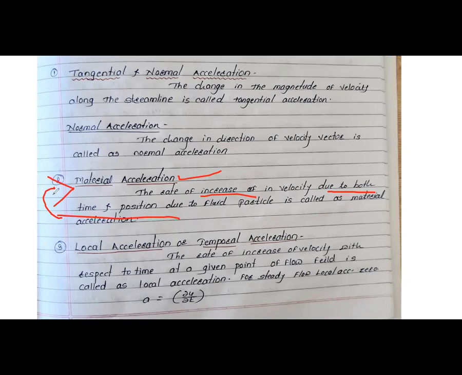There are two equations where the material acceleration is shown by the position and the tangential, and the local acceleration is also included, which is separately added to this particular concept. Okay, so next one is the local acceleration. Obviously, it is the increase in velocity with respect to time. So time is the deciding factor of this particular type of acceleration at the given point of the flow field, and it is called local acceleration.